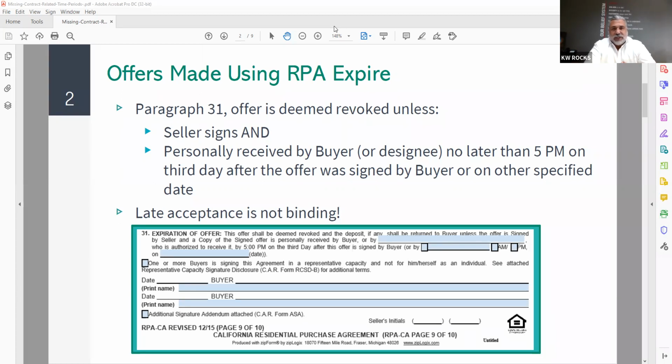So if we continue reading, it says the seller and a copy of the signed offer is personally received by the buyer or blank, who is authorized to receive it, by 5 o'clock on the 3rd day after this offer was signed, okay? Or you can modify the time, or you can also modify the date.